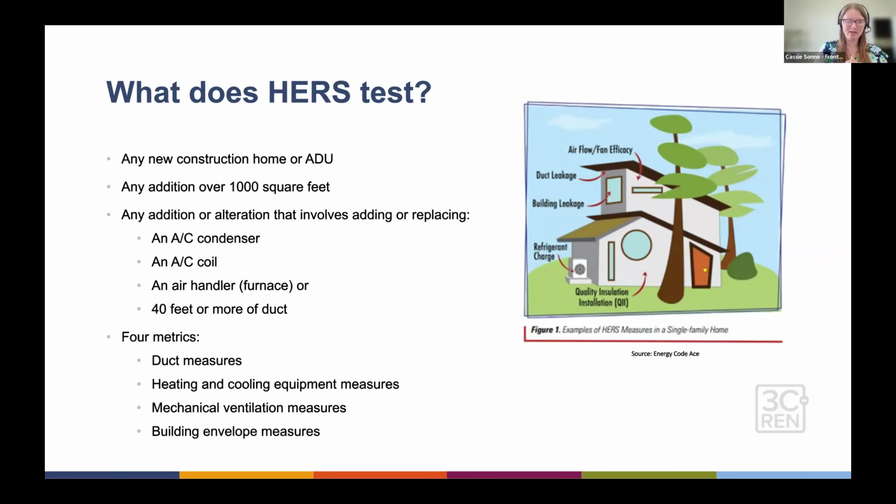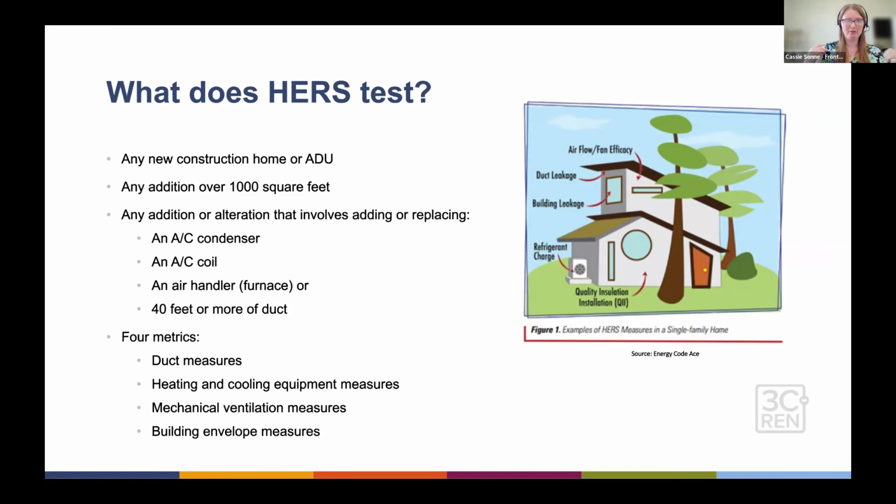If not, it's legally required for a lot of projects, so you should probably keep listening anyway. HERS tests will apply to many projects, including but not limited to any new construction home or accessory dwelling unit, ADU, additional dwelling unit, any addition over 1,000 square feet, any addition or alteration involving adding or replacing an AC condenser, an AC coil, an air handler, or 40 feet or more of duct.